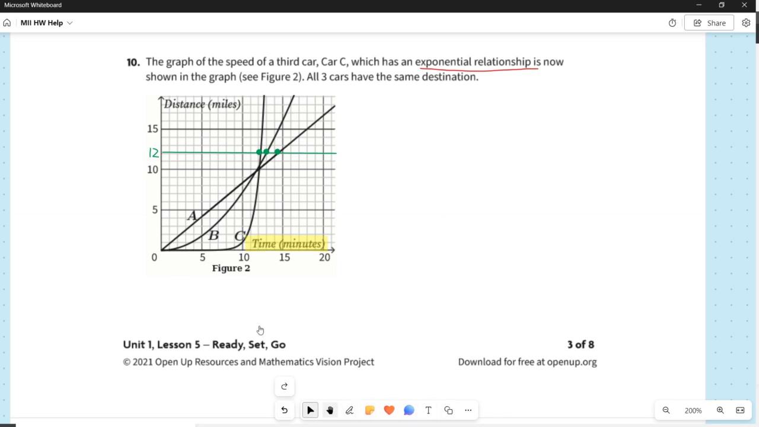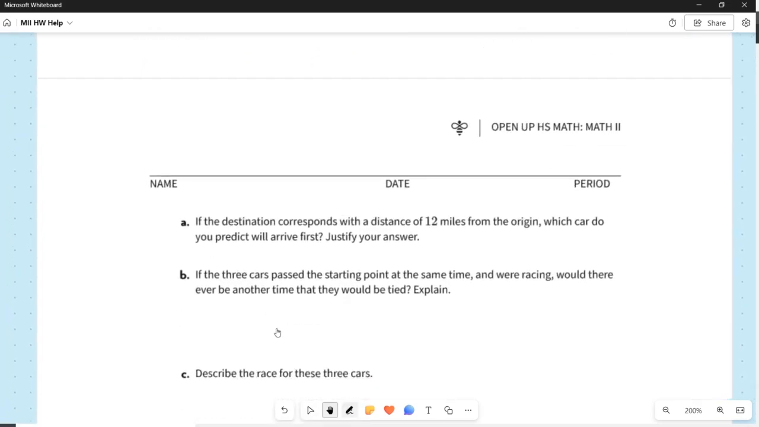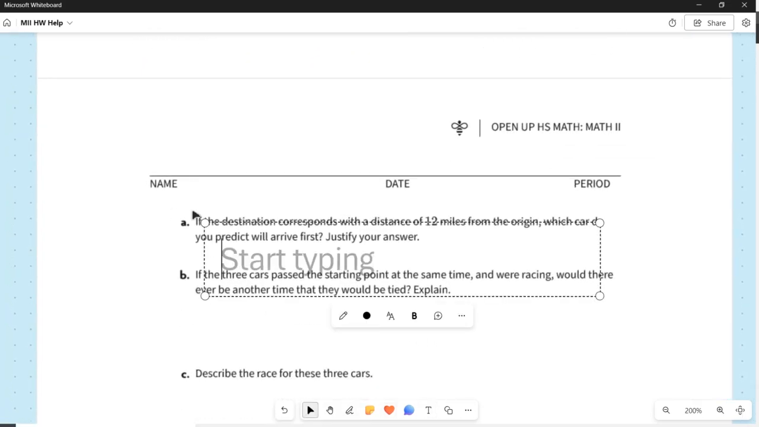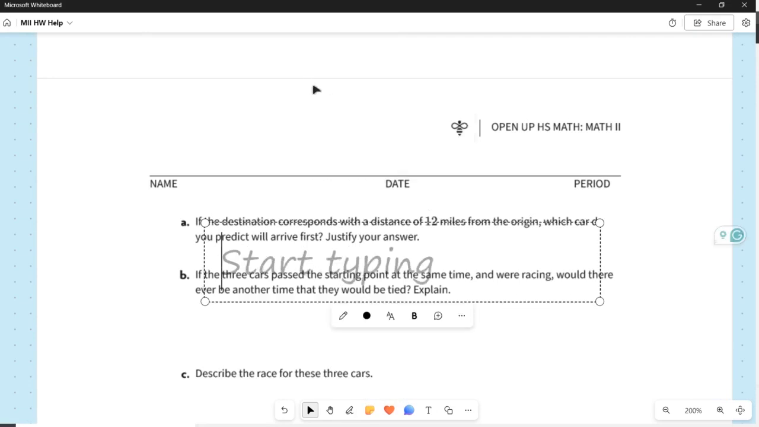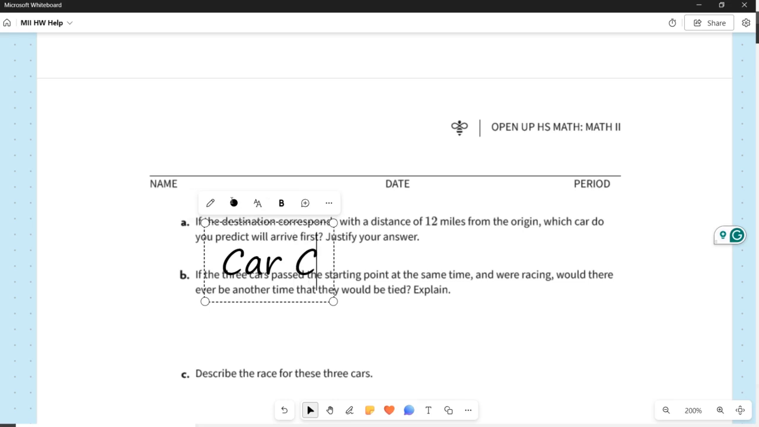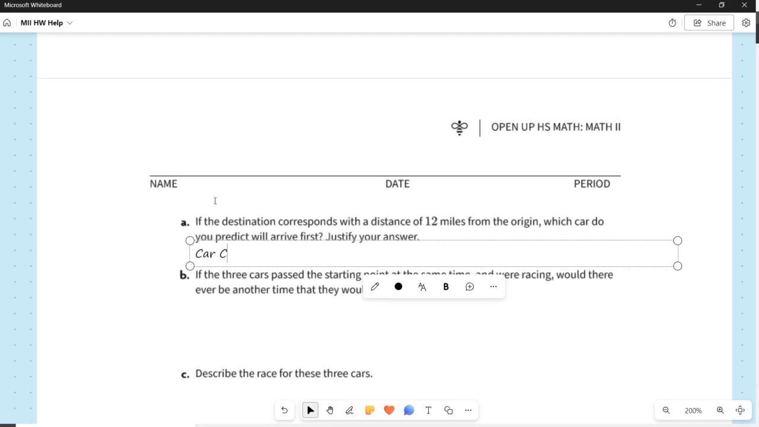So our answer for 10A is car C. We're going to say our prediction is car C, and our justification is that car C travels 12 miles in about, we'll say, 12 and a half minutes. Looks maybe a little bit less, but it's okay.